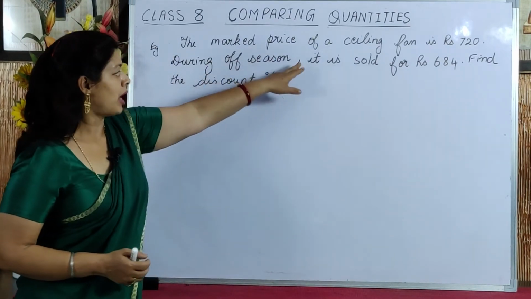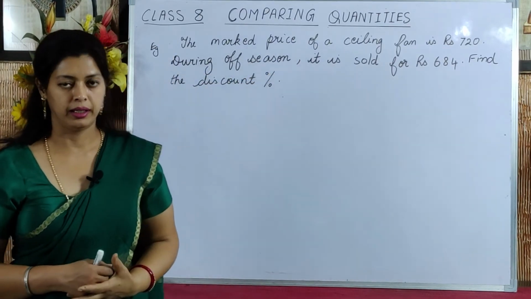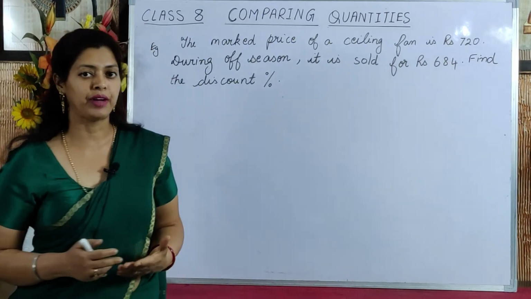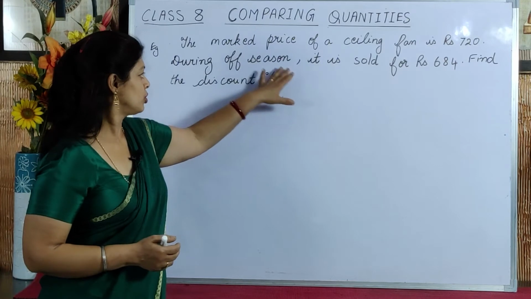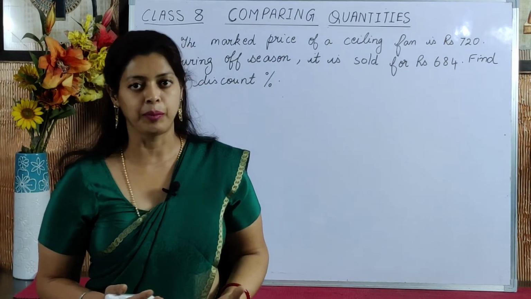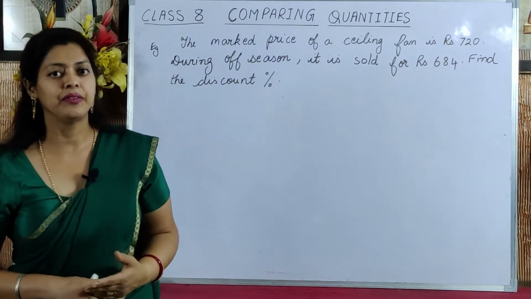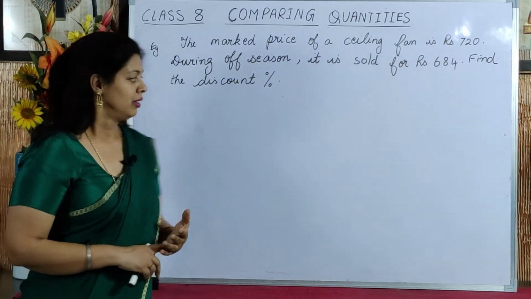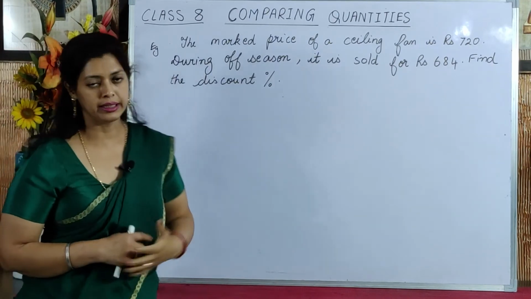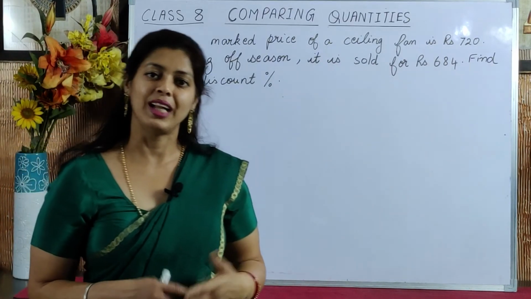Here we are given that the mark price of the fan is rupees 720. Now during off season means during winters when we don't require fans, the price goes down. So during off season it is sold for 684, which is nothing but the sale price of the fan. So the mark price is given, the sale price is given, from which you can easily derive the discount and therefore calculate the discount percent. So let's start this.